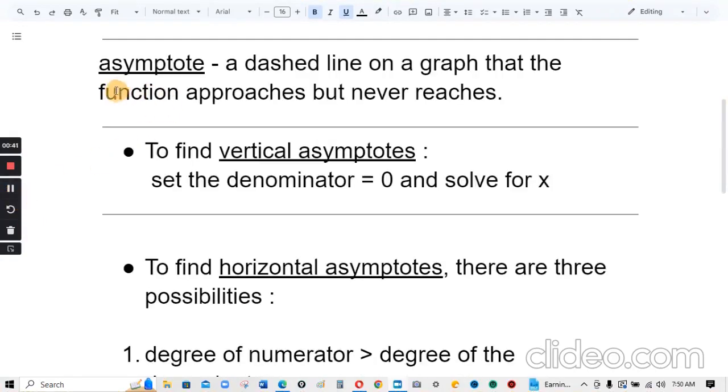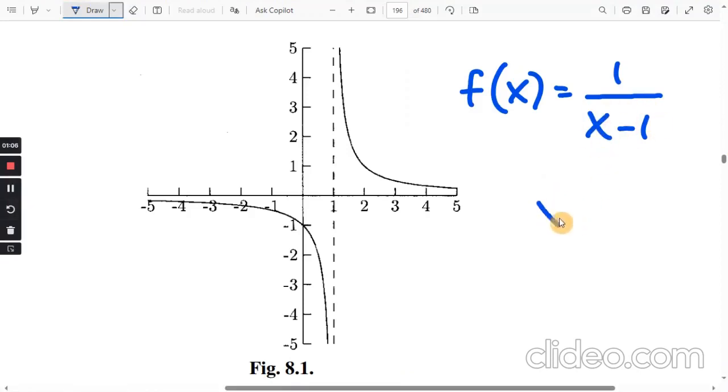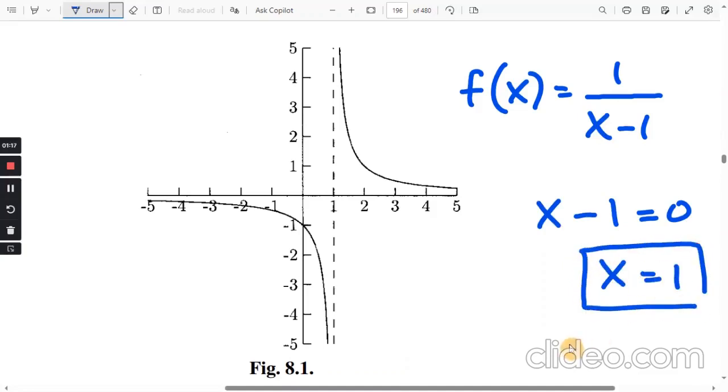So the definition, or at least my definition of an asymptote, is a dashed line on a graph that the function approaches but never reaches. So let's take a look. Right here we have the graph of f of x equals 1 over x minus 1. We know that a denominator cannot equal 0. So if you set the denominator equal to 0, x minus 1 equals 0, and you add 1 on both sides, you get x equals 1. That is a vertical asymptote, which we'll get to in the examples.